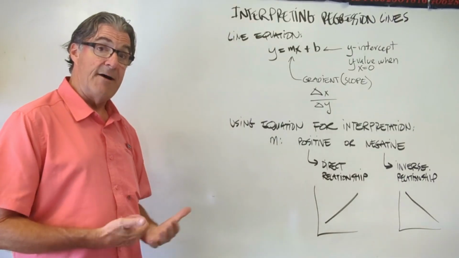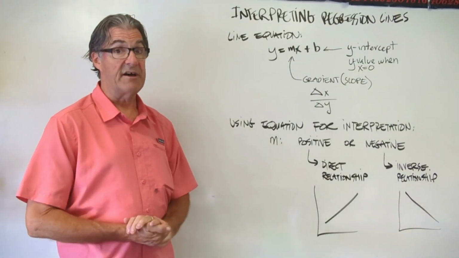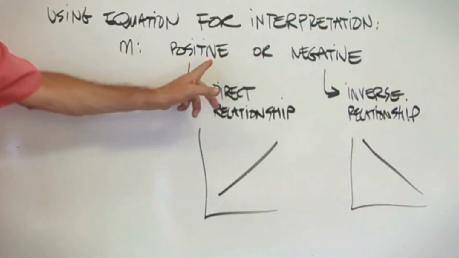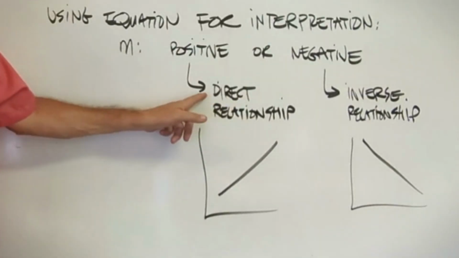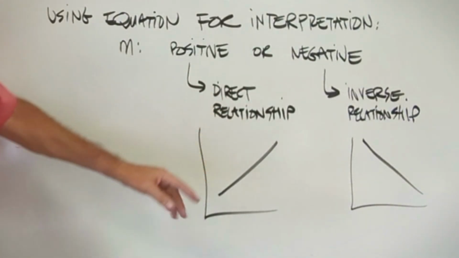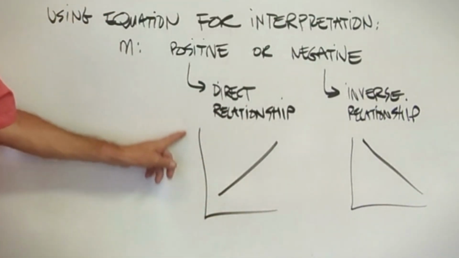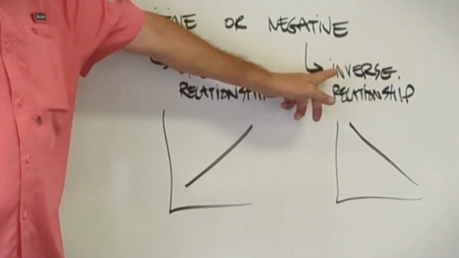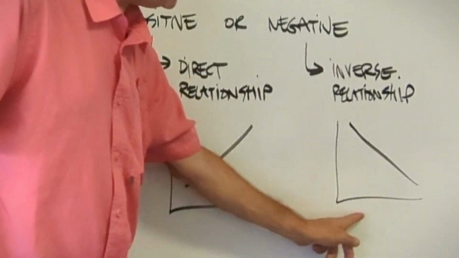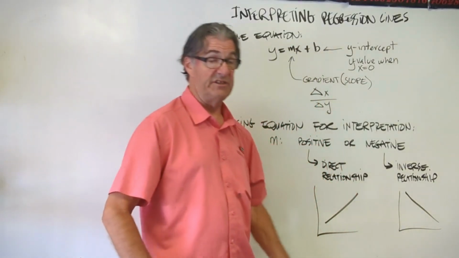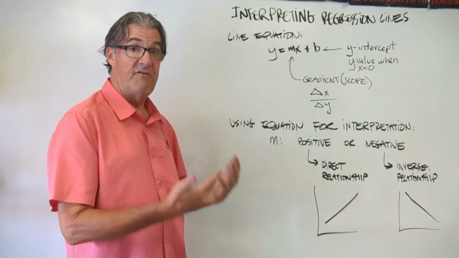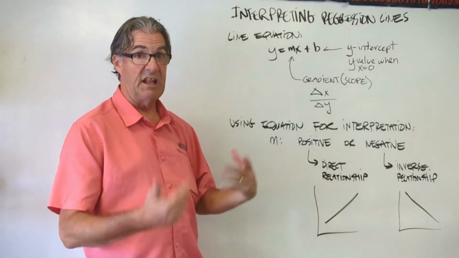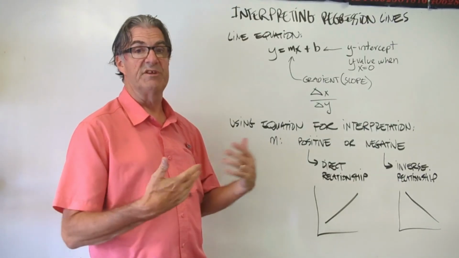Now, the slope, m, is what tells us the most about our situation. So check this out. Using it for interpretation, m positive means we have an upward slope, that's a direct relationship. So as x increases, so does y. If we have a negative slope, we have what we call an inverse relationship. As x increases, y decreases. Both of these are perfectly valid. It's not like a negative one doesn't show up. There are plenty of situations in nature and in life where you have an inverse relationship between two variables.